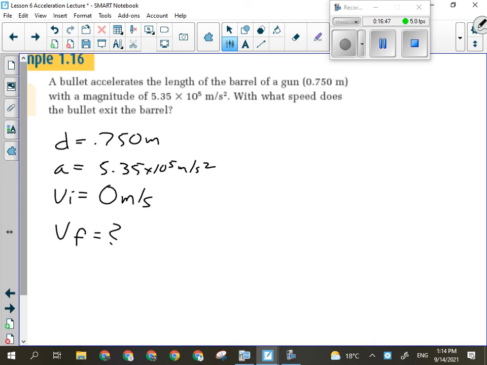All right, so we're looking for VF. The formula that I have to use is the only one we haven't used yet, and it's this one. VF squared equals VI squared plus 2AD.